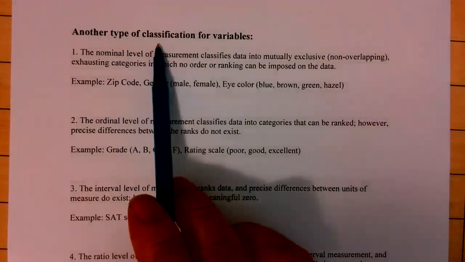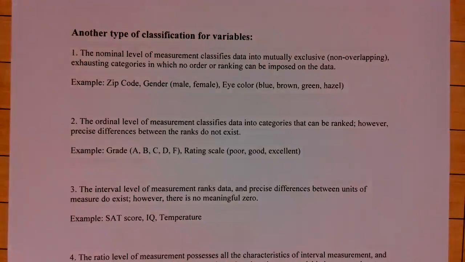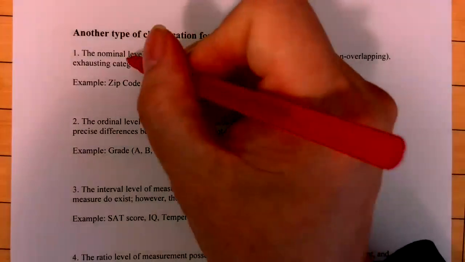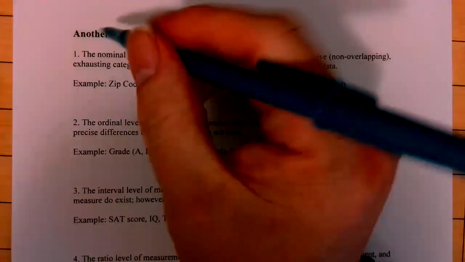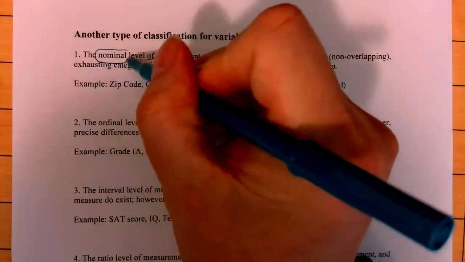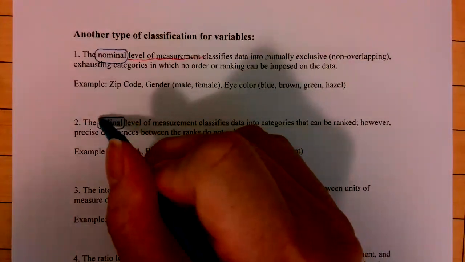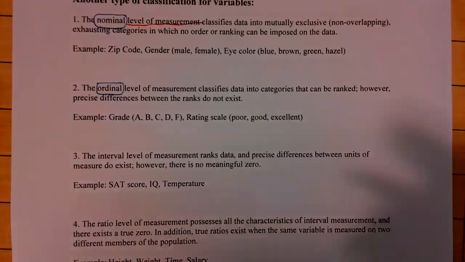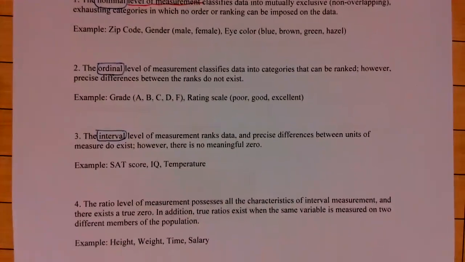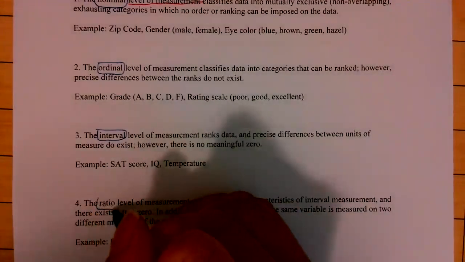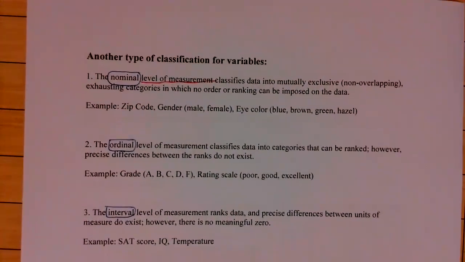And another type of classification for variables: we classify variables according to what? Level of measurement. And there are 4 different levels of measurement. First one, the nominal level. Second one, the ordinal level. The third one, interval level. And the last one, ratio level. We're going to introduce them one by one. Begin with the first one.